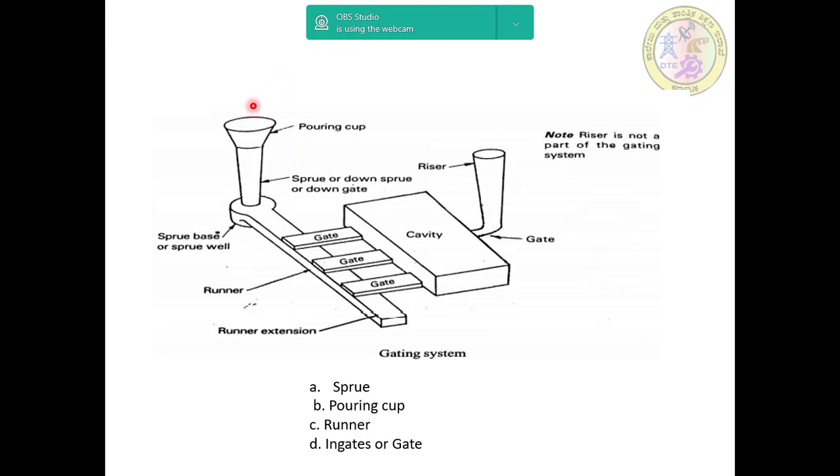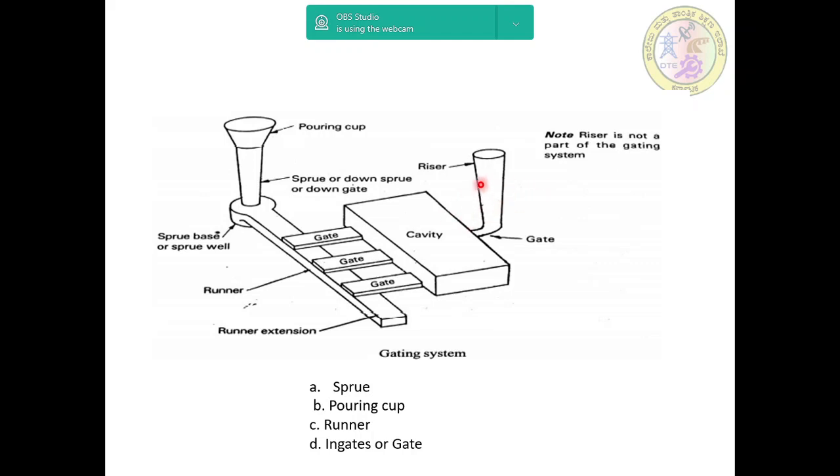We pour the molten metal here. After entering the pouring cup, it flows down like this. Here the momentum changes from vertical to horizontal direction, and then the molten metal will enter here, pass through these gates, and fill the mold cavity. After filling the mold cavity, the molten metal will enter the riser position.